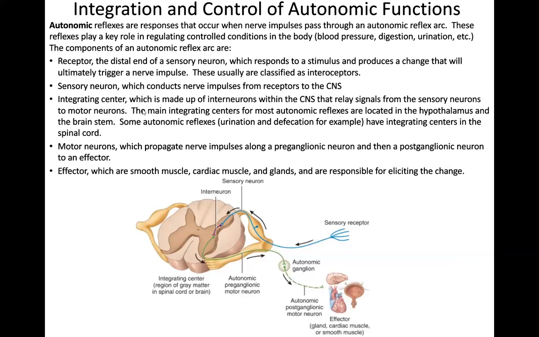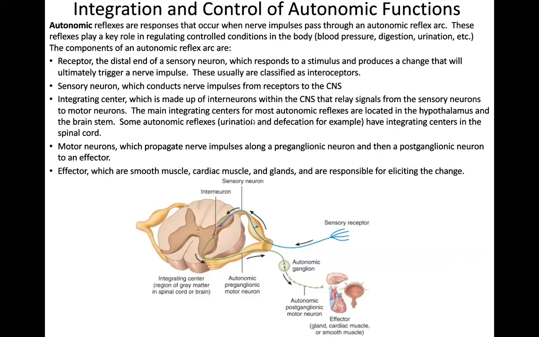Okay. I would highlight this next sentence. The main integrating centers for most autonomic reflexes are in your hypothalamus and your brainstem. So those very complex things like blood pressure, digestion, urination, those various control conditions, most of the time the integrating, the processing is taking place in your hypothalamus or your brainstem. Okay, which should make sense. We learned the other day your hypothalamus is the major regulator of your autonomic nervous system. Okay, so hopefully that makes sense that we'd send the signals there to process and perform autonomic functions.